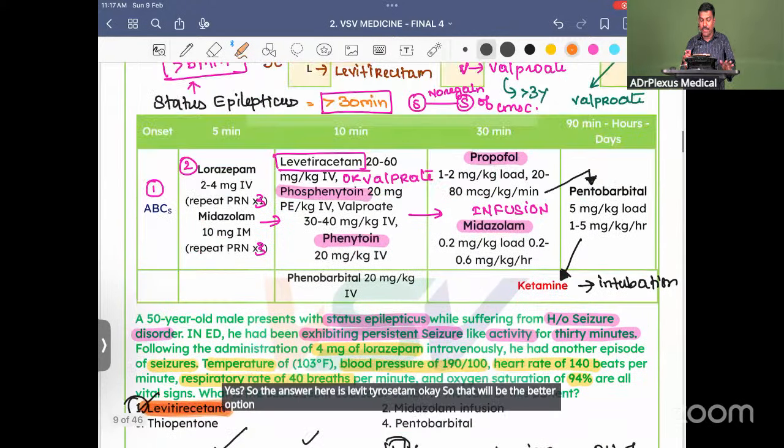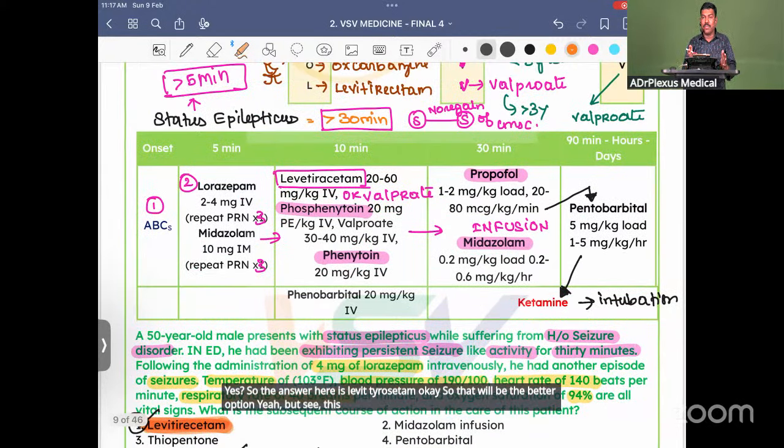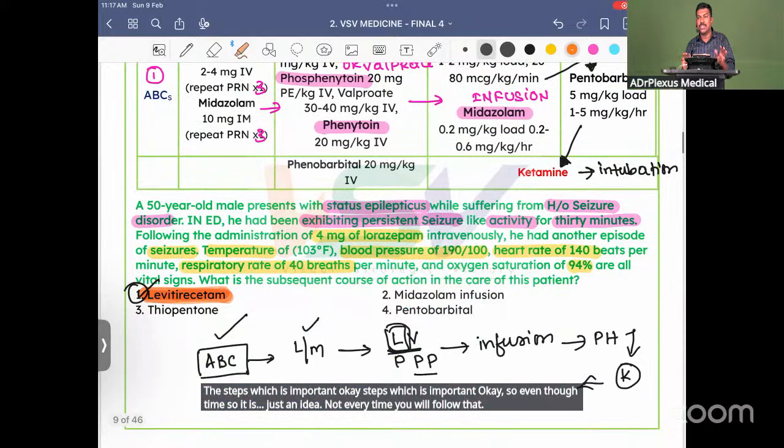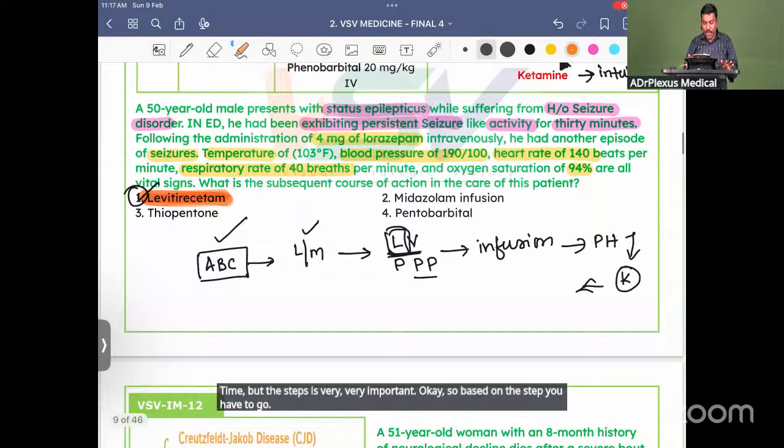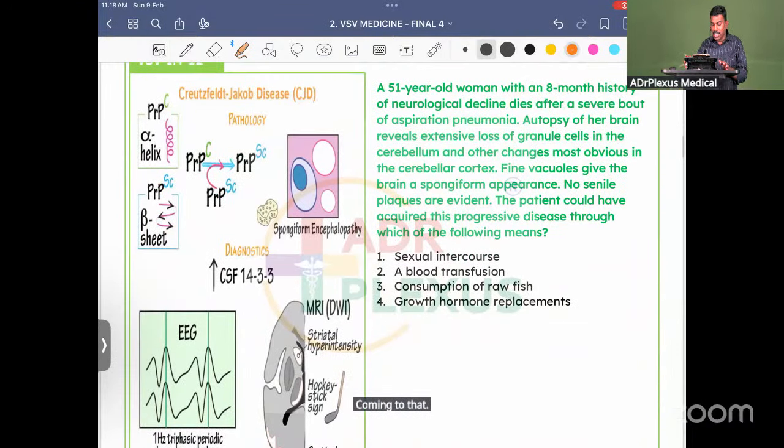But see, this is not every time. We don't know the exact calculation of time, right? So it is actually the steps which are important. The time is just an idea. Not every time you'll follow the time, but the steps are very important. So based on the steps you have to go. Okay, coming to the next discussion.